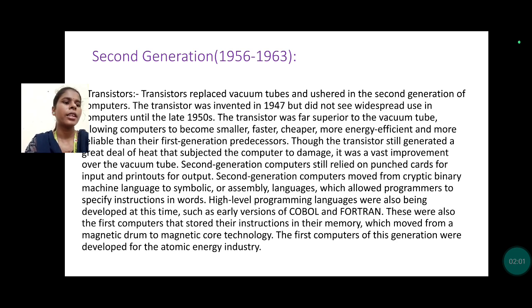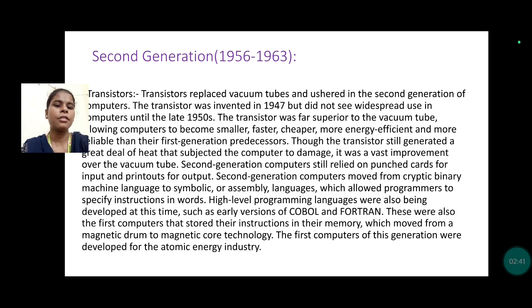Though the transistor still generated a great deal of heat that subjected the computer to damage, it was a vast improvement over the vacuum tubes. Second generation computers still relied on punched cards for input and printouts for output. They moved from cryptic binary machine language to symbolic or assembly languages, which allowed programmers to specify instructions in words. High-level programming languages were also being developed at this time, such as early versions of COBOL and Fortran.